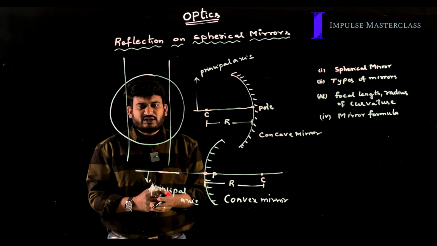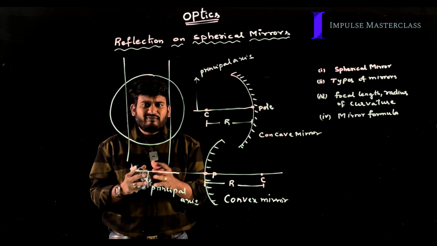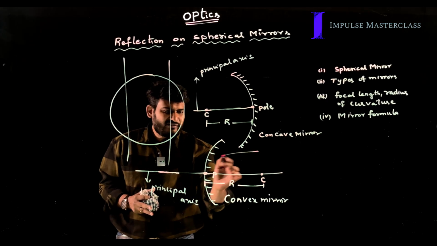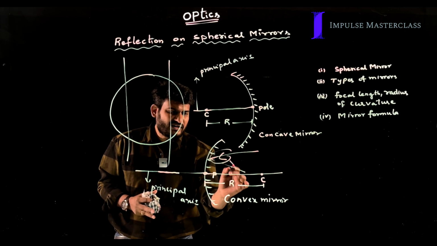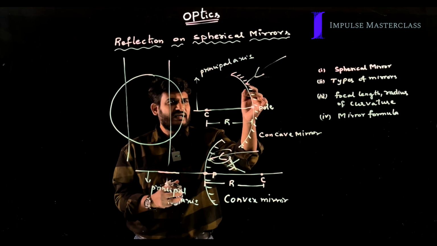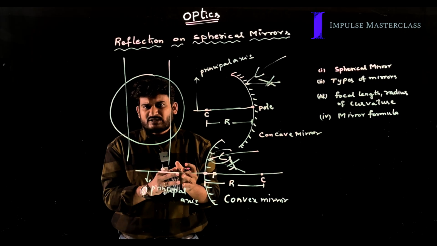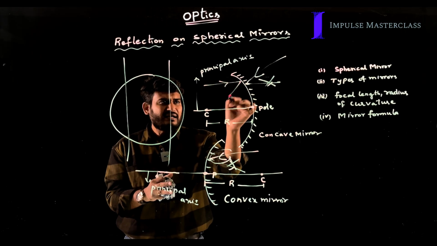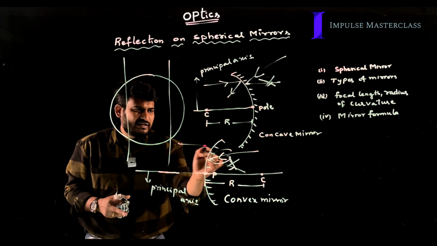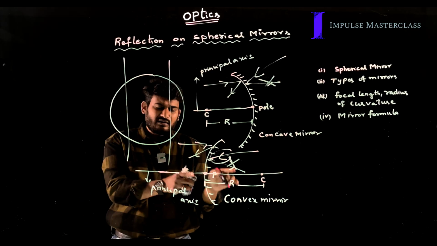So silver polishing means that if a light ray falls on it, no reflection takes place on the side which is polished. If a light ray is falling like this, reflection does not take place here. So reflection takes place only on the inner surface of the mirror, that is called a concave mirror. If reflection takes place on the outer surface of the curved surface, that is called a convex mirror.